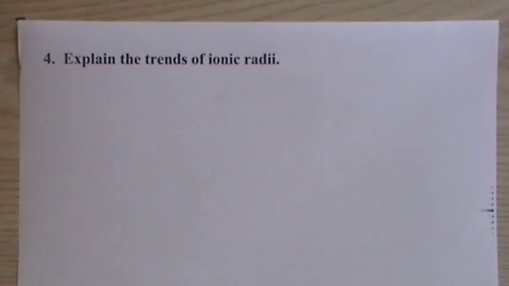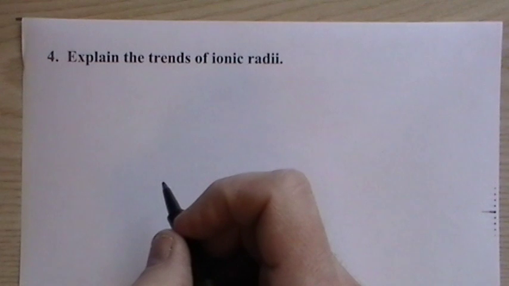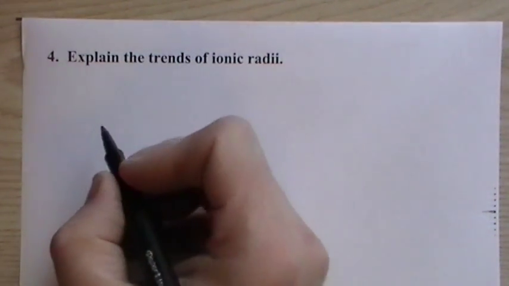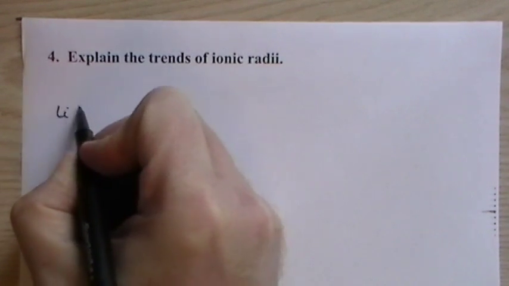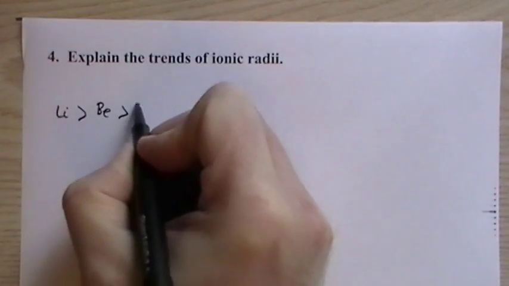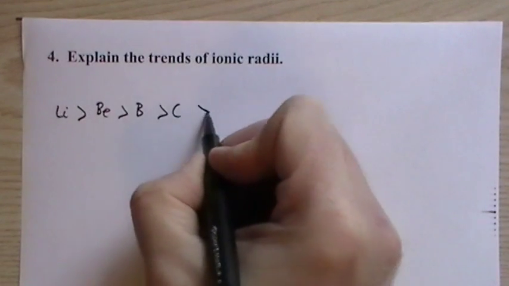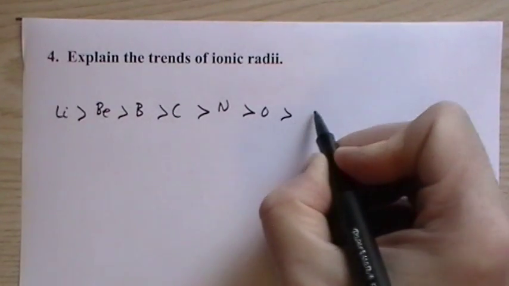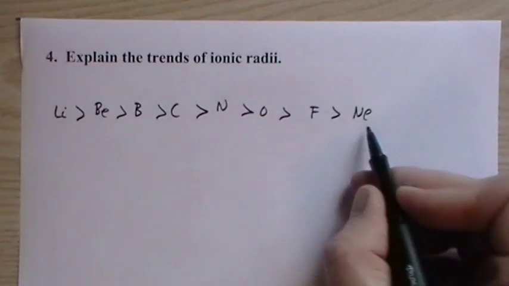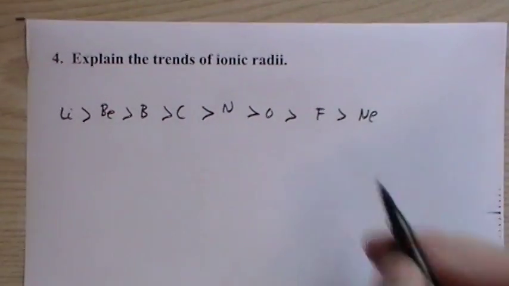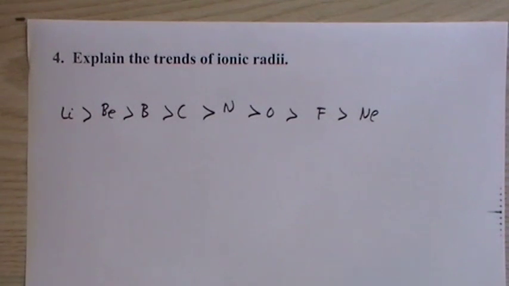I'll explain the trends of the ionic radii. Okay, so we'll go back here. We talked about the atomic radii. Lithium is larger than beryllium, which is larger than boron, which is larger than carbon, which is larger than nitrogen, all the way down. Even though we keep putting in more electrons, lithium has 3 electrons, neon has 10, lithium is actually larger than neon.